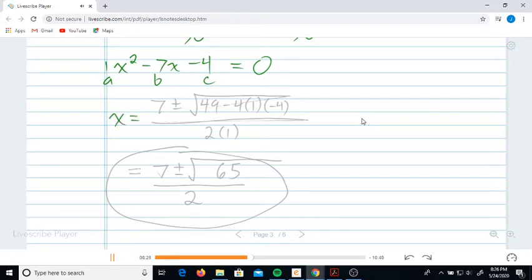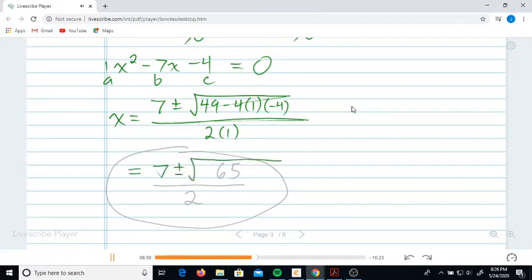So x equals negative b plus or minus the square root of b squared minus 4 times a times c, all divided by 2 times a. Notice there's not a single x in the solution. It's all numbers, so the quadratic formula will give you a pair of numerical solutions. So we got to simplify this.